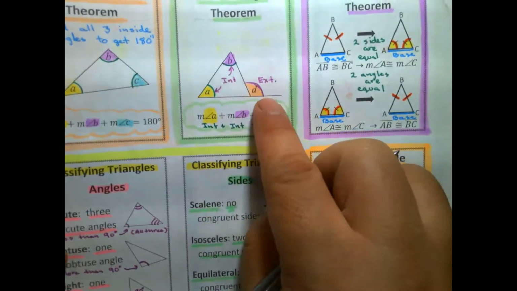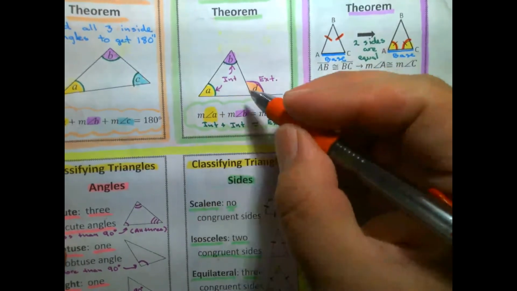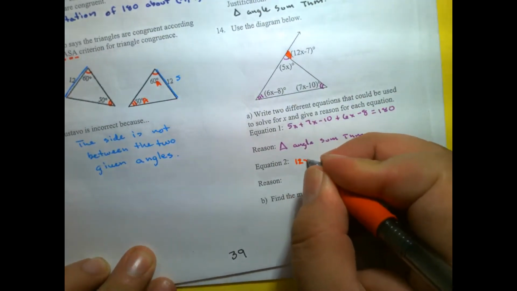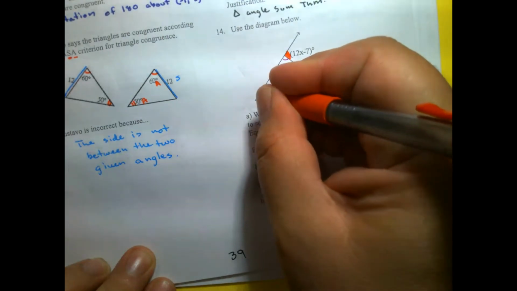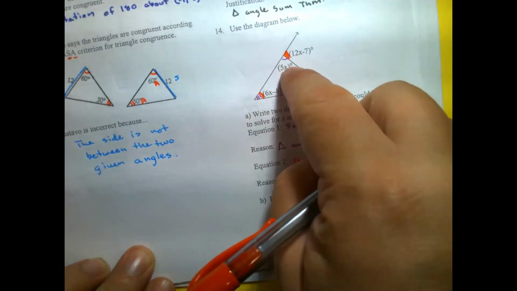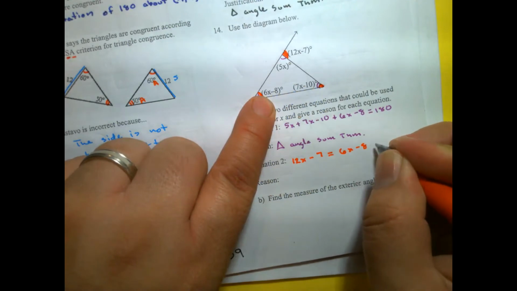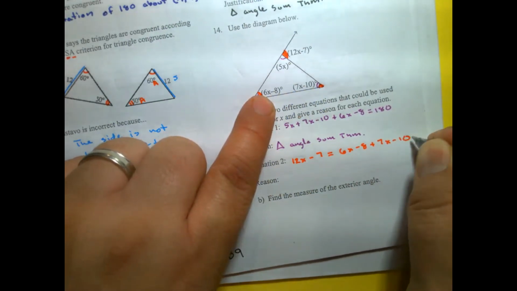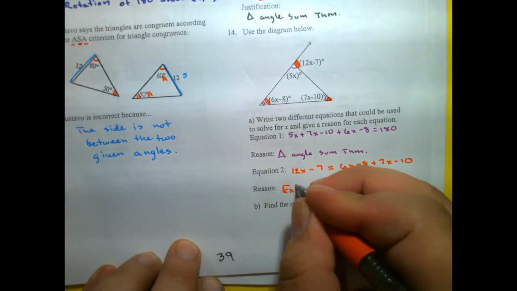And it says to get the outside angle, all I have to do is add 2 interior ones, but never the one right next to it. So if I want to get that outside angle, that 12x minus 7, all I have to do is add the 2 inside angles, here they are, that are not directly connected to this one. So I'm going to add the 6x minus 8 plus the 7x minus 10. And again, that rule was called the exterior angle theorem.